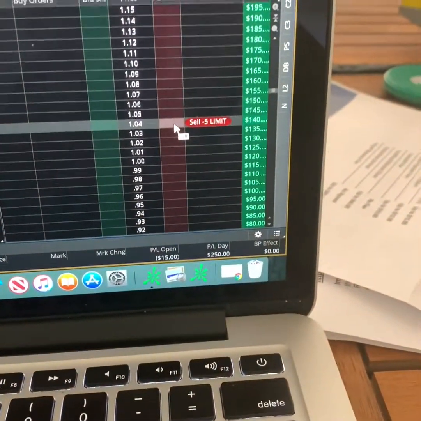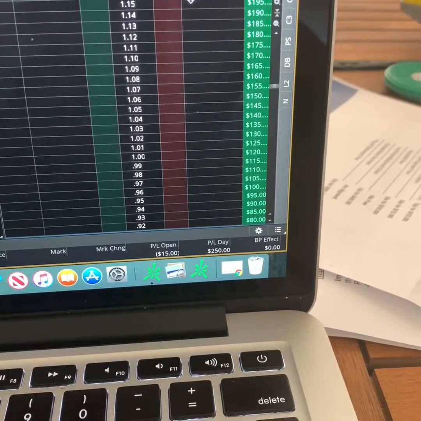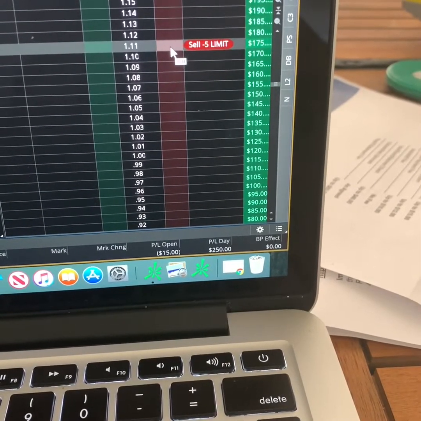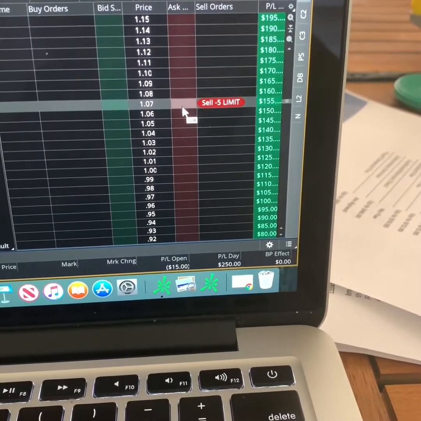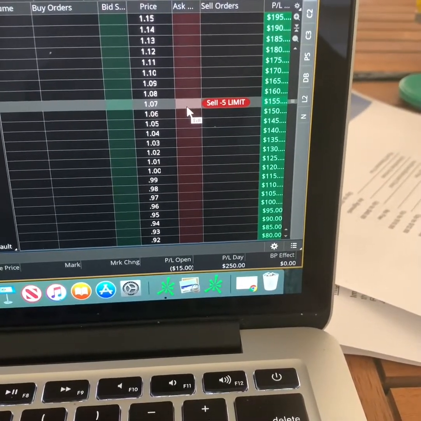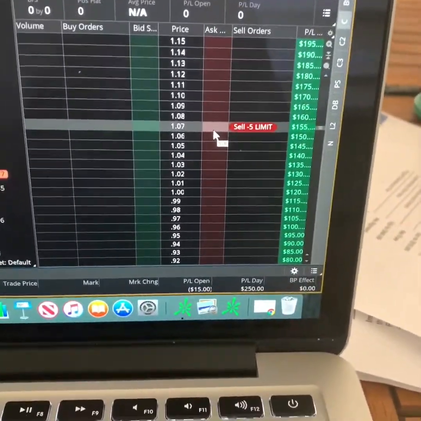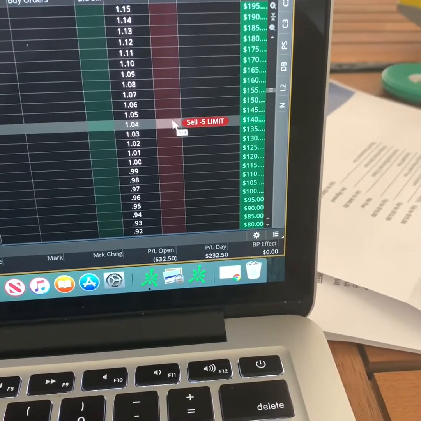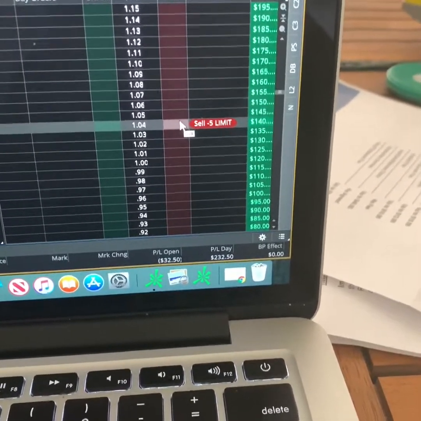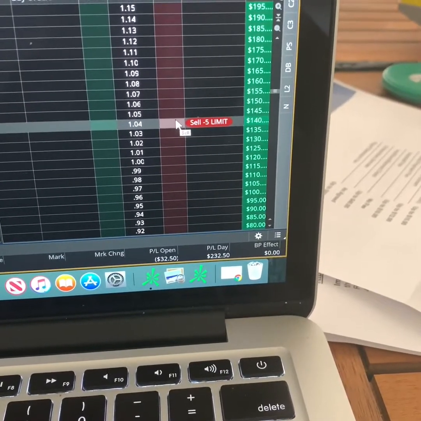So that's the reason why I don't do the brackets. Because the brackets, basically, you would use that if you're not going to sit in front of your computer screen. If I'm sitting in front of my computer screen, then that's why I use this. I like to sit in front of my computer screen anyways during the trade. I just feel more comfortable.